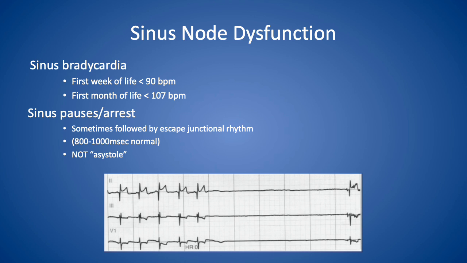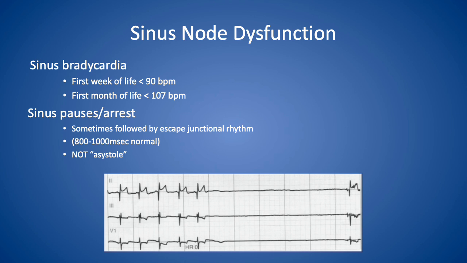week of life, it's defined as anything less than 90. In the first month of life, it's anything really less than 100, 107. When we look at sinus pauses or sinus arrest, this is typically the sinus node failing to trigger a contraction. And so because of that, there's no electrical activity, or if there's that brief pause, you don't see anything conducting, except sometimes you may see a backup escape junctional rhythm or even a ventricular rhythm.